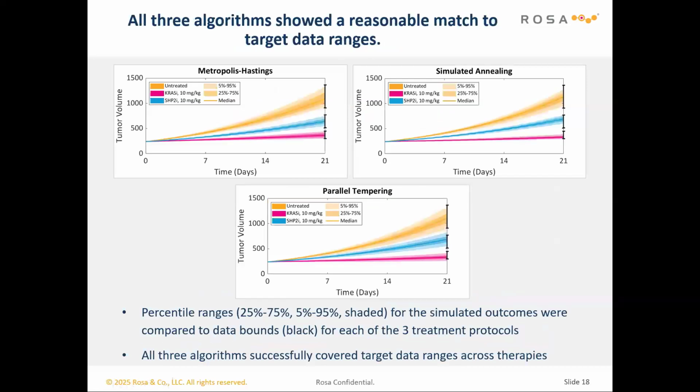These results show the time course outcomes for tumor volume for each of the 3 methodologies. The shaded areas represent the 25th to 75th and 5th to 95th percentile ranges for the simulated results, and the xenograft data bounds at day 21 are shown in black for each of the therapy protocols. All 3 methods, including parallel tempering, successfully covered the target ranges across therapies, showing that the algorithms all successfully captured the variability in the 3 therapy datasets.